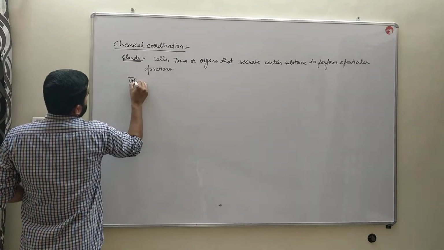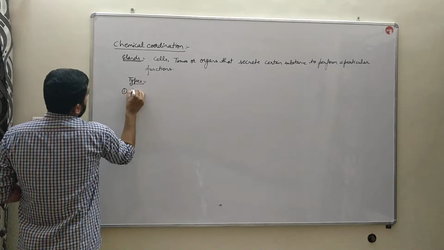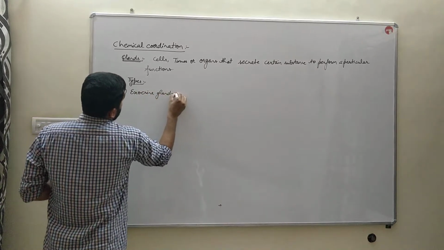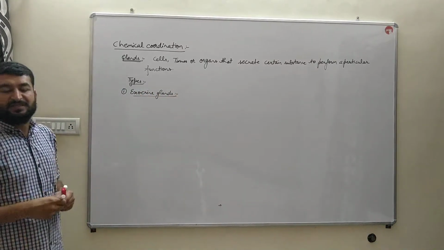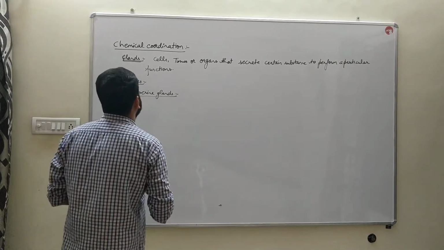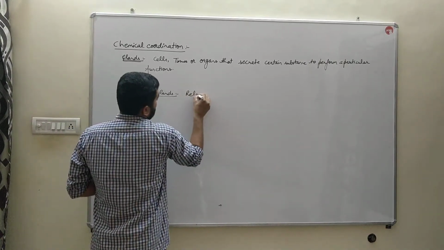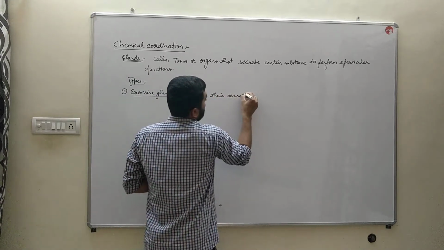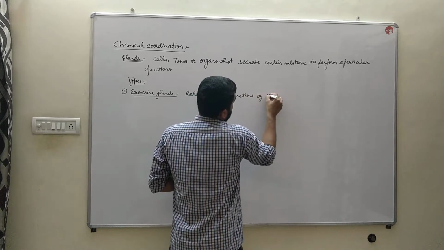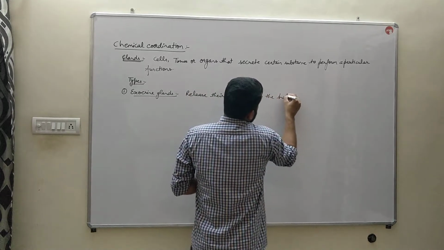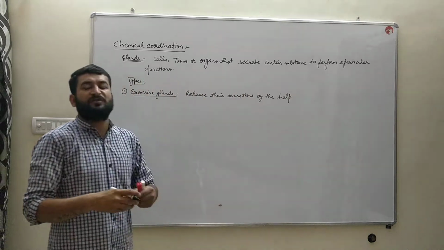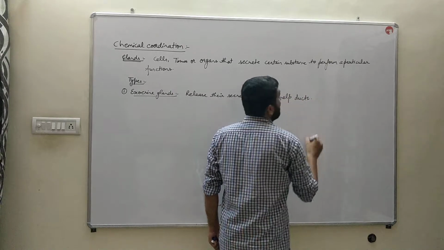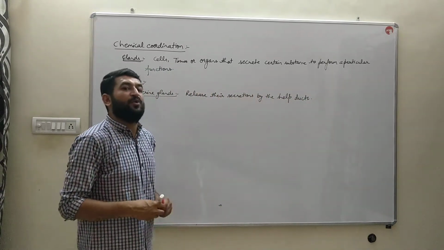Now we discuss the types of glands. The first type is exocrine glands. Exocrine means the glands which release their secretion with the help of ducts. So they secrete their hormones, enzymes, or whatever their secretions are, with the help of ducts, certain pipes, directly onto the target site on their own.